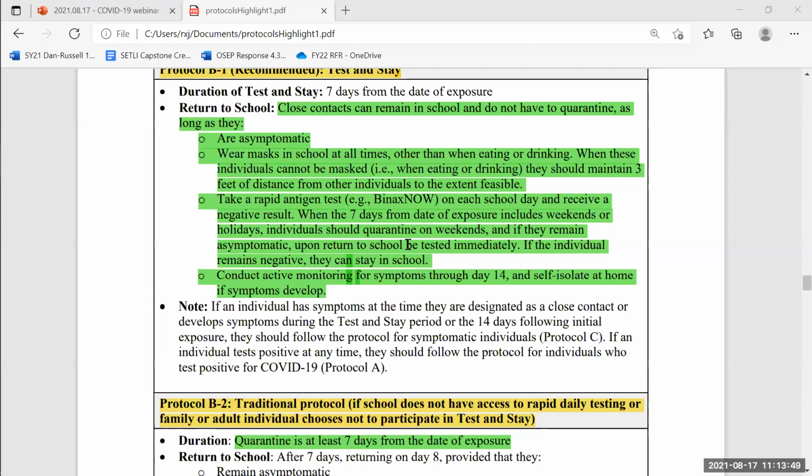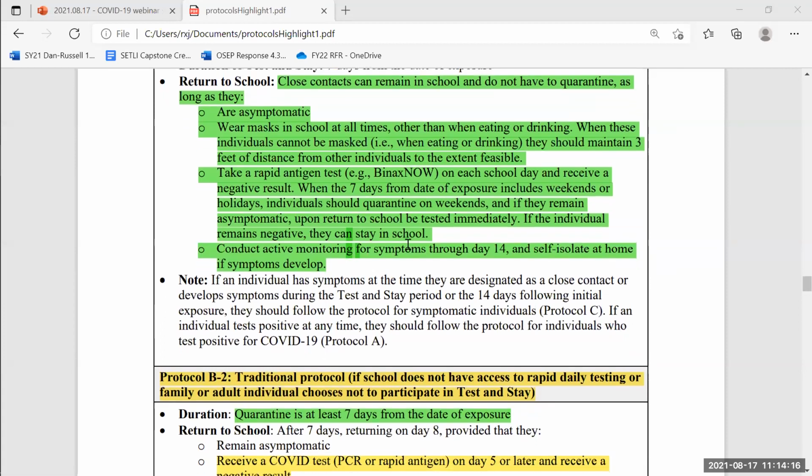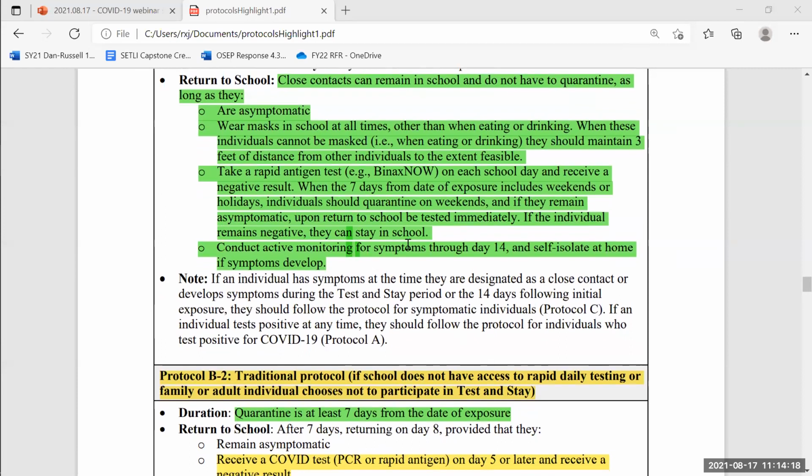And then we know that this will often fall over a weekend. And so if it does, we want to make sure that the person who is doing test and stay takes a test the day that they return to school. So let's just imagine it's a 2-day weekend, and that's part of the 7 days. When they return on Monday, we want to make sure that they get that test and continue on to stay in school, if they're negative, and keep learning, which would be really what we're trying to do here.